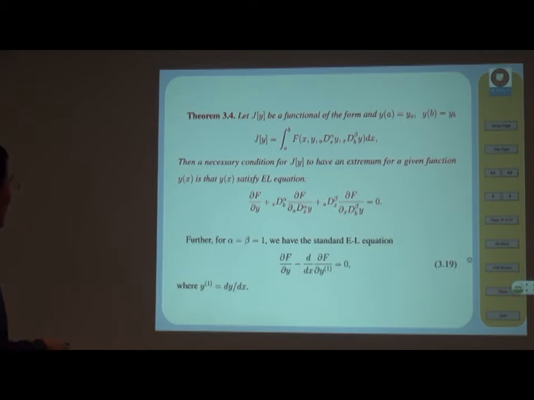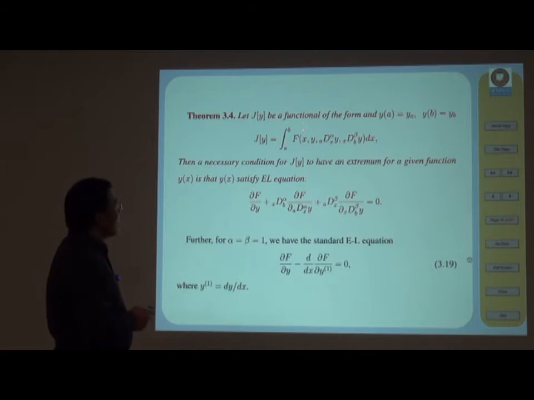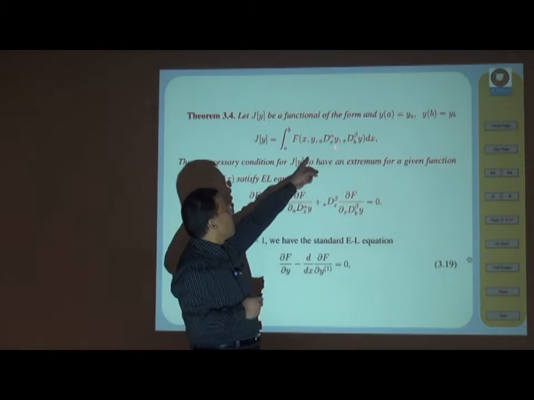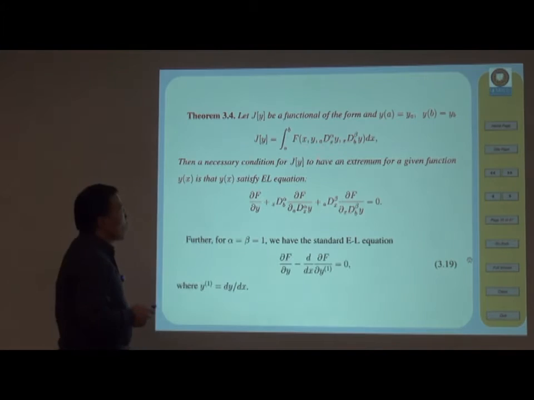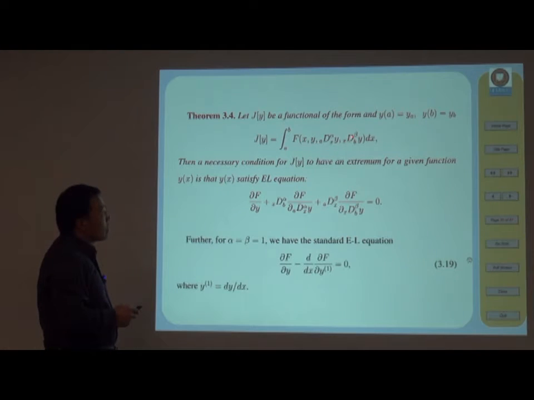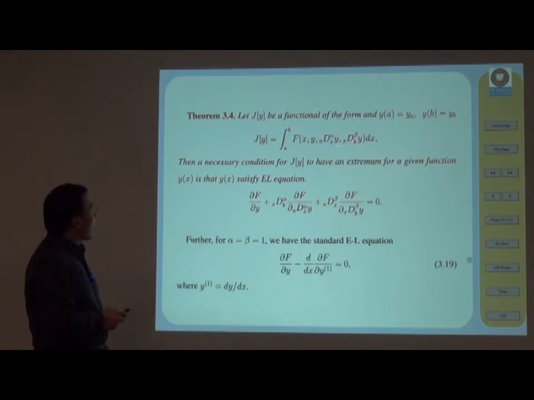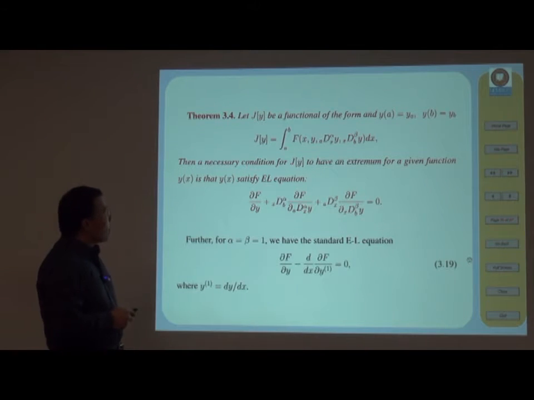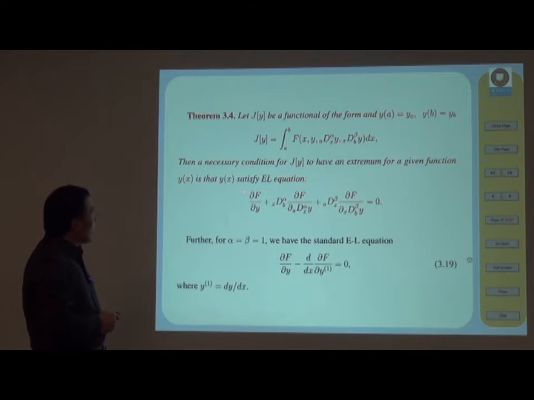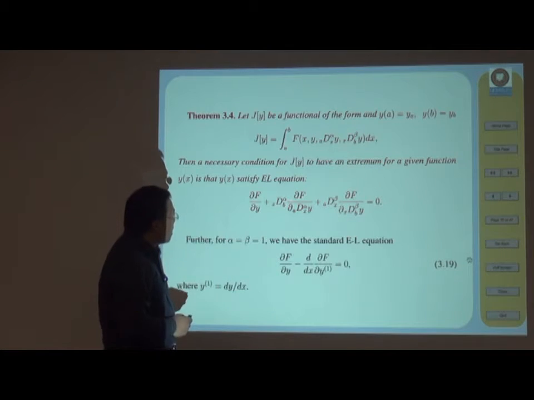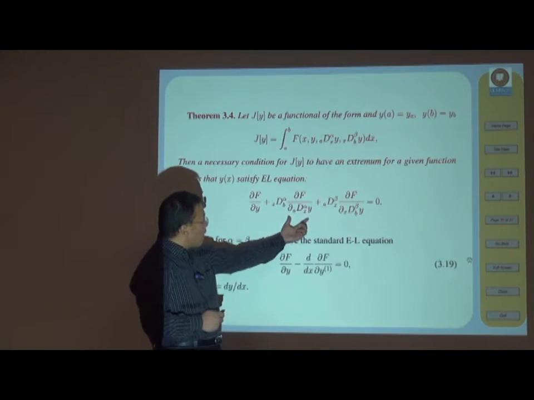In section 3, we consider the functional of the form as this. Here this is the left fractional derivative, and this is the right fractional derivative. Then a necessary condition for J to have an extremum for a given function Y is the Euler-Lagrange equation as this. We have pointed out that this is very important.